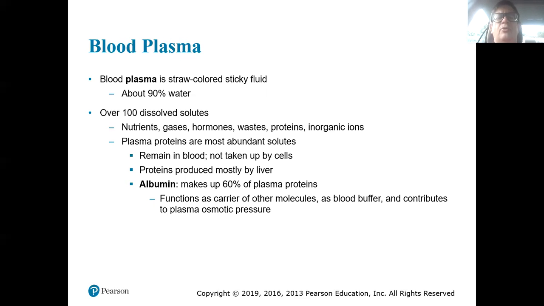Blood has more than 100 different things that we dissolve in it. It could be nutrients, gases, hormones, waste, proteins, inorganic ions. There's some overlap and redundancy there when they say waste. Some of those are gases, like the CO2. Anyway, some of these solutes are plasma proteins, and they are the most common thing. Some of these, like albumin, are really big.